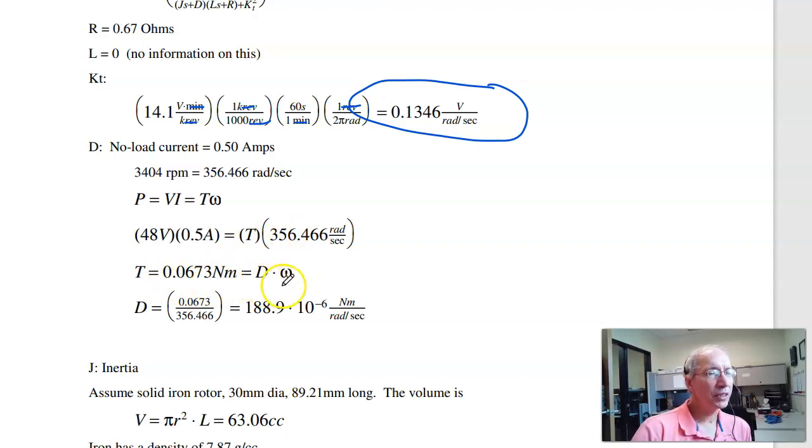That's your friction constant times speed. Again, speed is right here. Tells me my friction constant should be about 188.9 times 10 to the minus 6 Newton meters per radian per second.